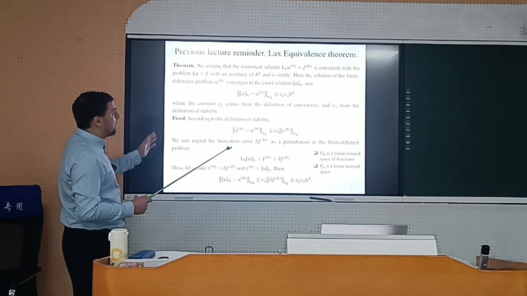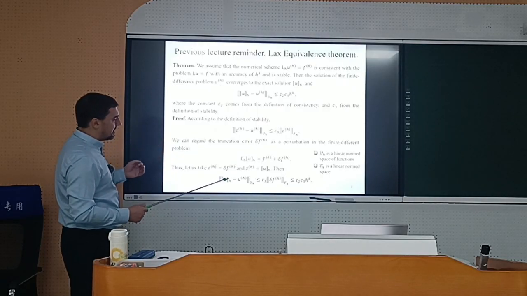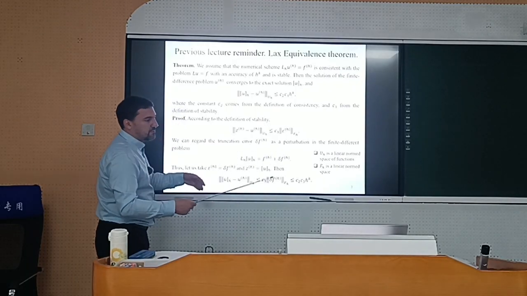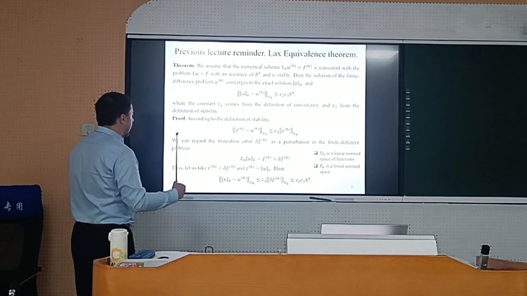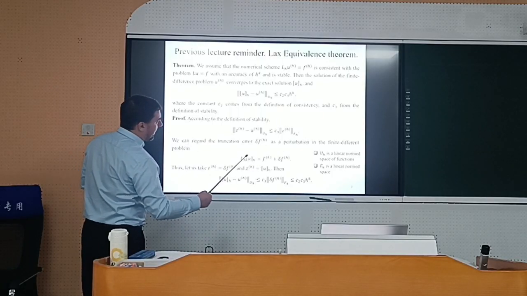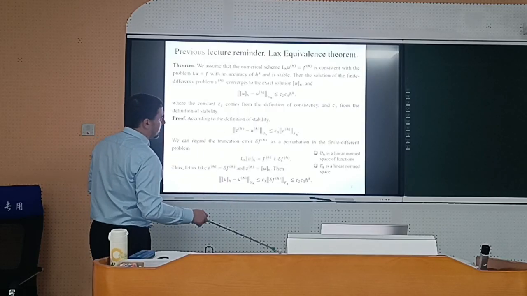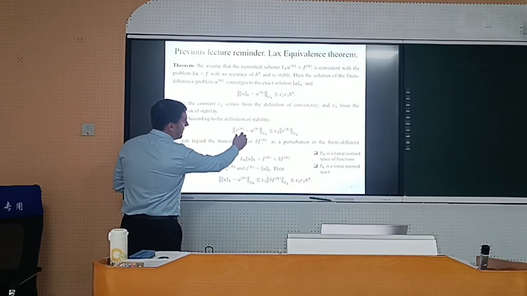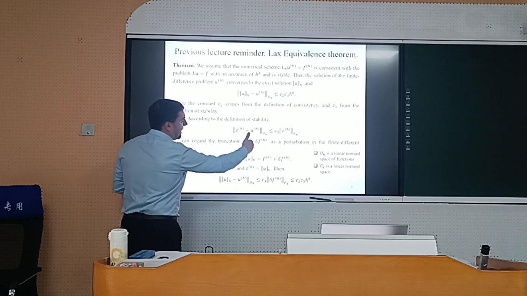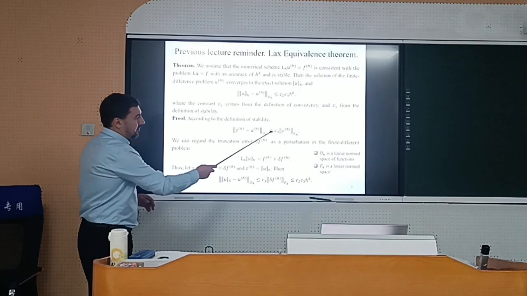And how can we prove this theorem? The main idea is that I have already explained it. In the definition of consistency, this delta f can be considered as a perturbation. So we can regard the truncation error as a perturbation of the finite difference problem. Then we can combine the definition of consistency with the definition of stability. According to the definition of stability, the norm of the difference between the function after perturbation and before should be less than some constant multiplied by the norm of this perturbation.